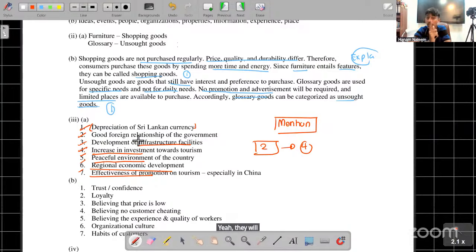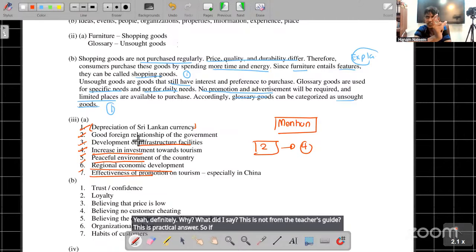What did I say? This is not from the teacher's guide. This is a practical answer. So if you write answers and if it is connected to the topic, they will give marks. Okay, be smart.